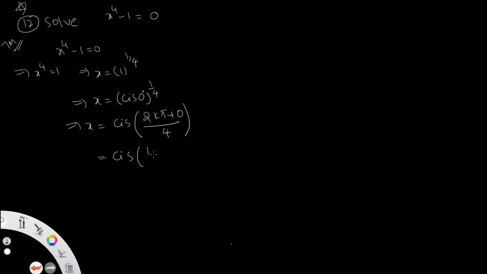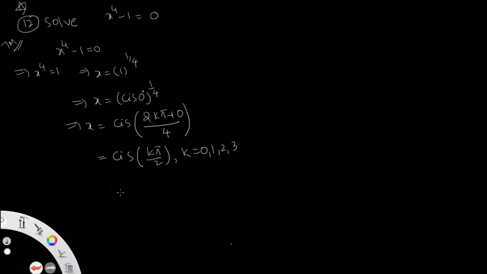So 1 is nothing but cis 0, cis 0 degrees, whole to the power of 1 by 4. Now it is in the form cis theta whole power 1 by n. So x equal to cis of (2k pi plus theta), theta means 0, by n, n means 4, so it represents 4 values. So that is cis of 2k pi by 4, nothing but k pi by 2, where k equal to 0, 1, 2, 3.